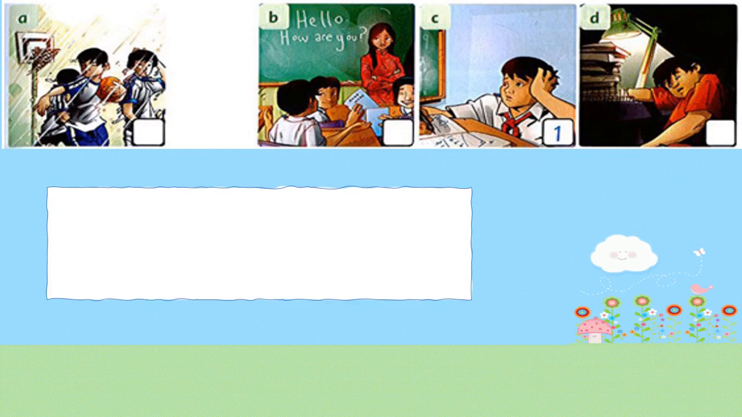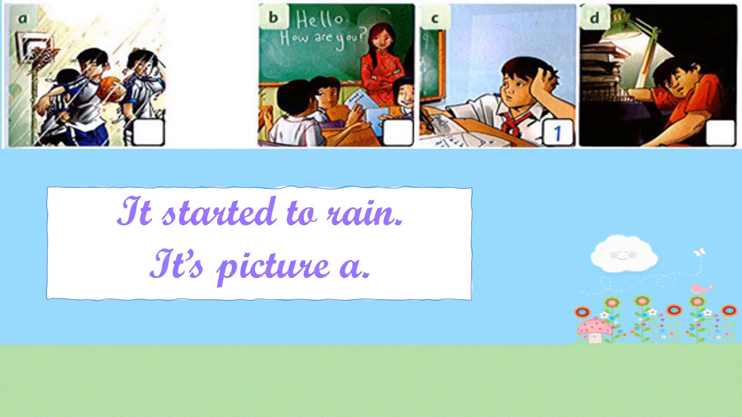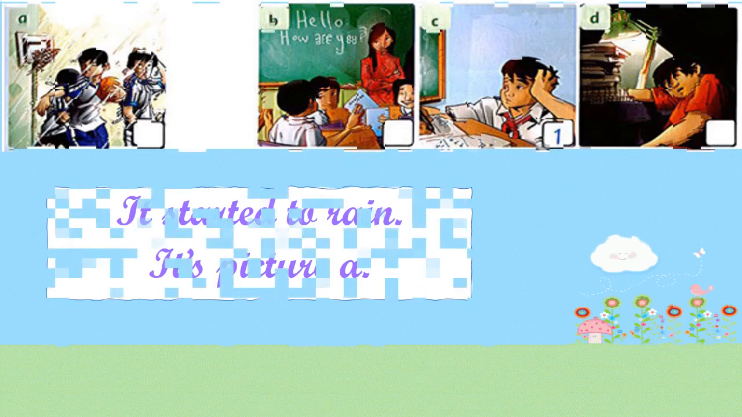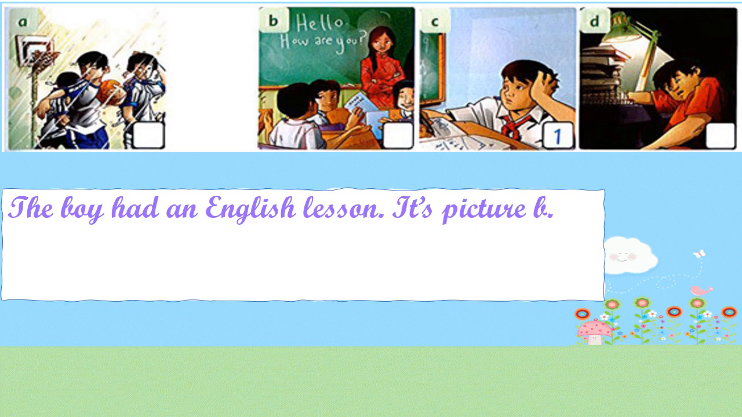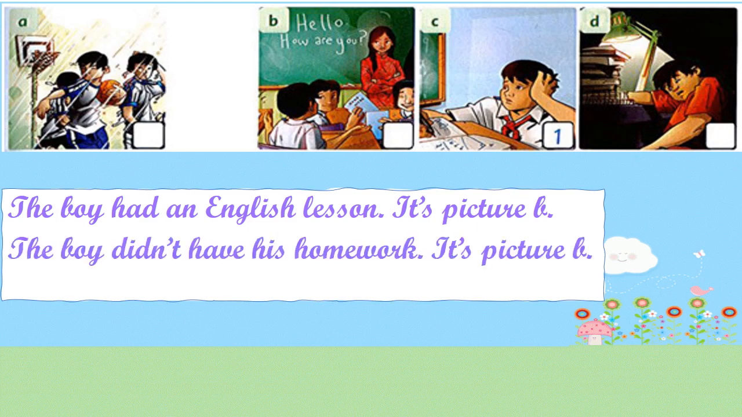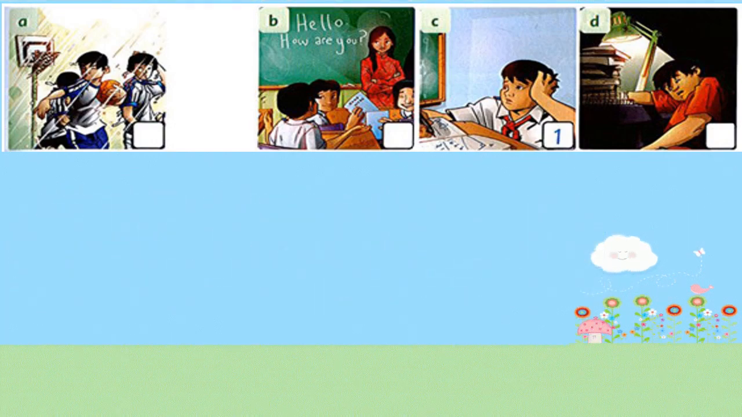Look at picture A again. How's the weather? It started to rain. It's picture A. Now we look at picture B. What will you say? The boy had an English lesson. It's picture B. And the boy didn't have his homework. It's picture B. Very good.